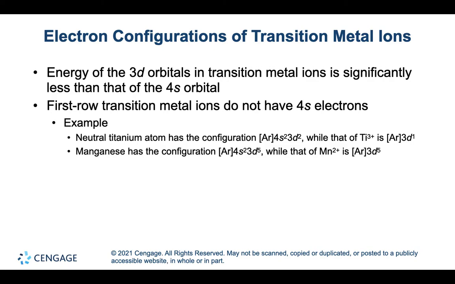Neutral titanium is 4s2 3d2. But if you form a Ti3+ ion, you're going to take away the 4s2, and then after the 4s2 is gone, now the third energy level becomes the outermost level, and you would take away 1 from the 3d to get your plus 3 charge. Remember, you take away 2 to get the plus 2 charge with the 4s. 1 more from the 3d gets you the plus 3 charge that you're looking for in this titanium 3+ cation, which has an electron configuration of argon 3d1. You've lost the 4s2 and 1 of the 3d electrons.